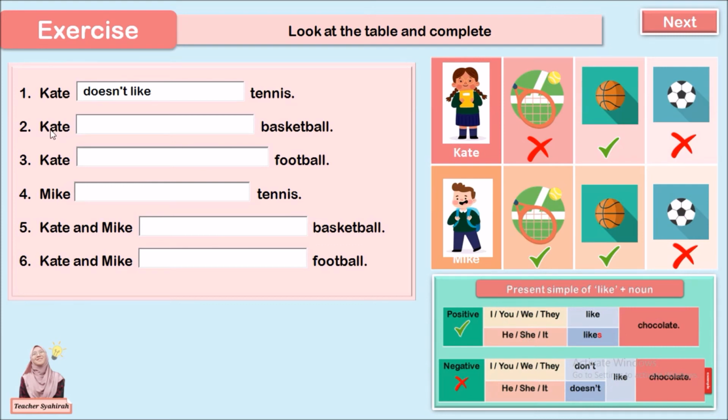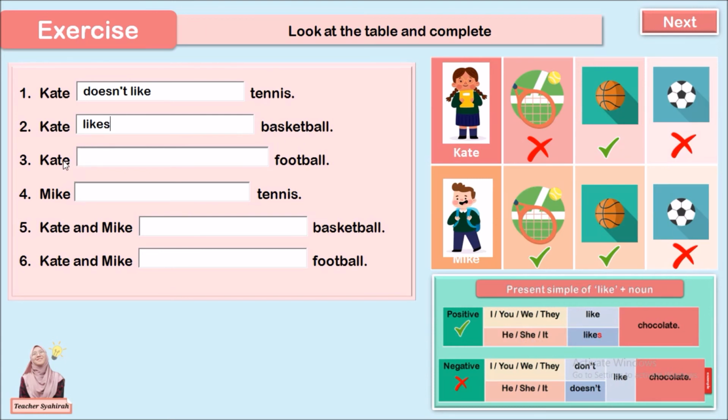Okay, now let's look at number 2. Kate, what? Basketball. Okay, look at this picture. This is a picture of basketball. Does she like to play basketball? Yes, she does. So the answer is for Kate we use she. She kalau dia suka is positive. Kalau positive, she, the answer is likes. With S, likes. Okay, dia seorang, she likes. With S. She likes basketball.